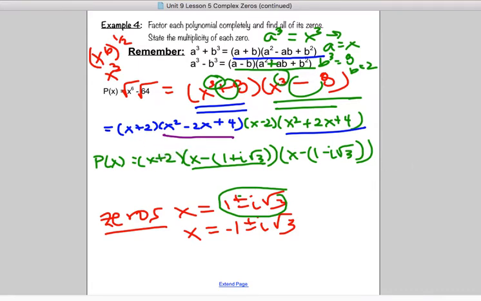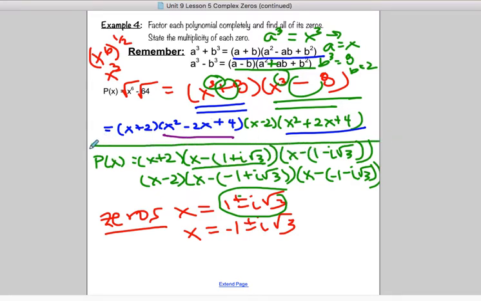So this should be one long line of factors. So we're going to continue. Now we'll have x minus 2. Then I will have x minus negative 1 plus i square root of 3. Notice how there's two parts to these zeros, so you have to put them in parentheses. And then lastly, x minus negative 1 minus i square root of 3. You don't have to simplify these any further, but make sure they have them in parentheses. So here is my polynomial factored all of the way.